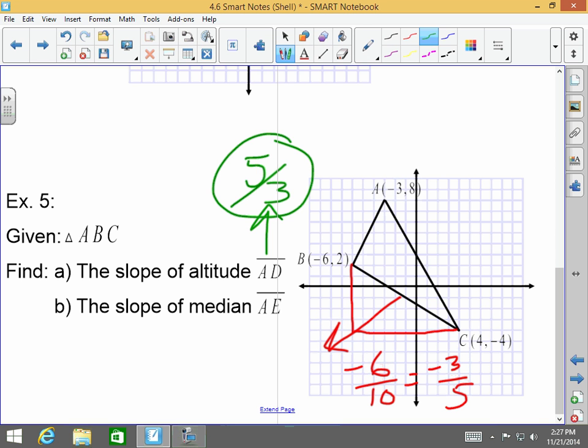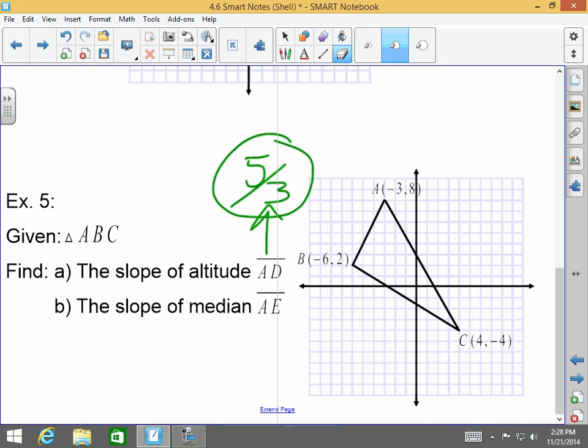Okay. Now, the slope of the median of AE. Here we have to do a little bit of math, okay? Because here E will be located in a certain spot. E is the midpoint. Why is E the midpoint? Because if AE is the median, that means that AE cuts BC into perfect halves. And if it cuts BC into perfect halves, that means that there is a midpoint cutting BC into perfect halves.